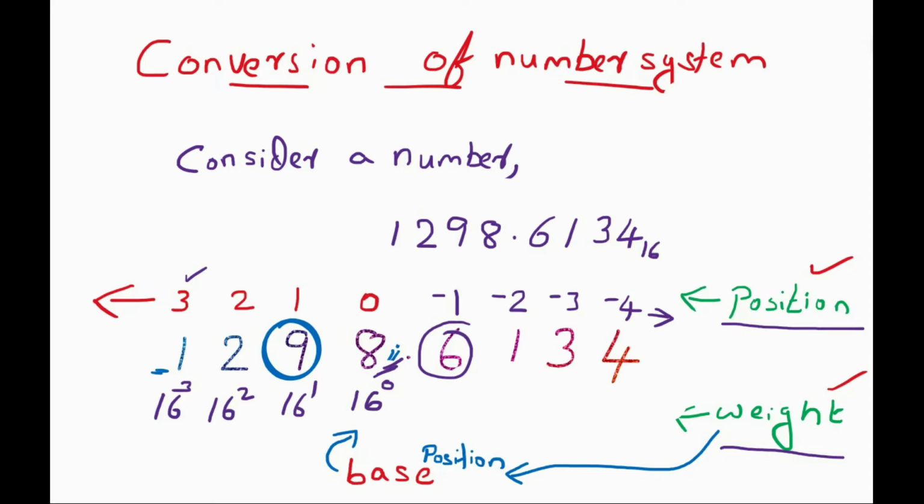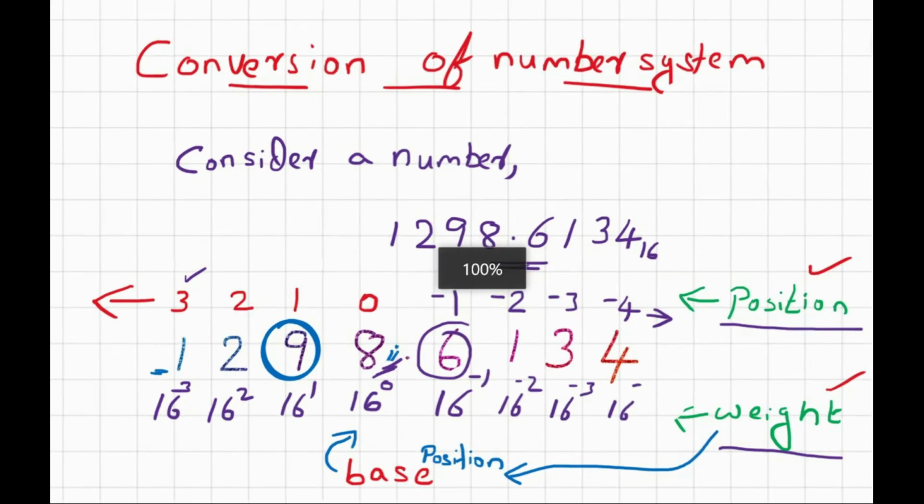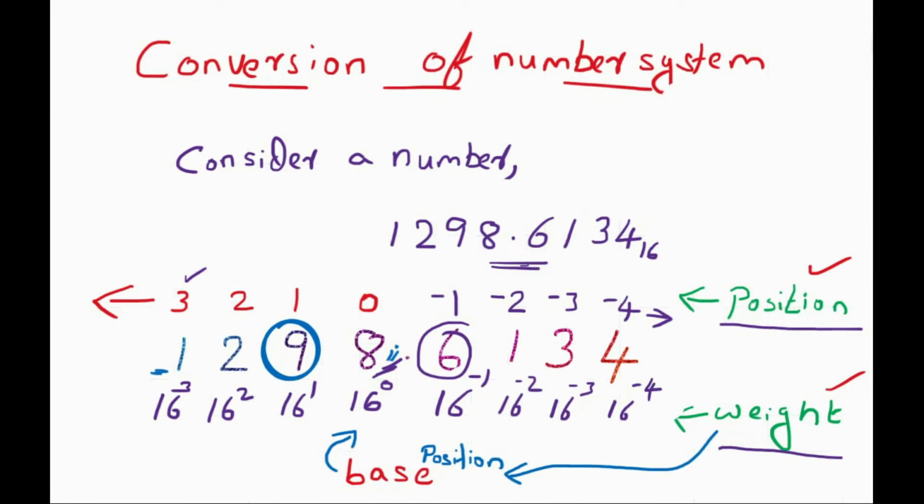Coming to the fractional part, for the number 6, the base is 16. Base is always 16 for a number because this is a hexadecimal number. It is given in the question. So 16 raised to position minus 1. The next number is 16 raised to minus 2, then 16 raised to minus 3, then 16 raised to minus 4. So this is how we find the weights of a number. This is the same for octal and binary also. The only thing is the base changes. For octal, it will be 8 raised to position. For binary, it will be 2 raised to position.